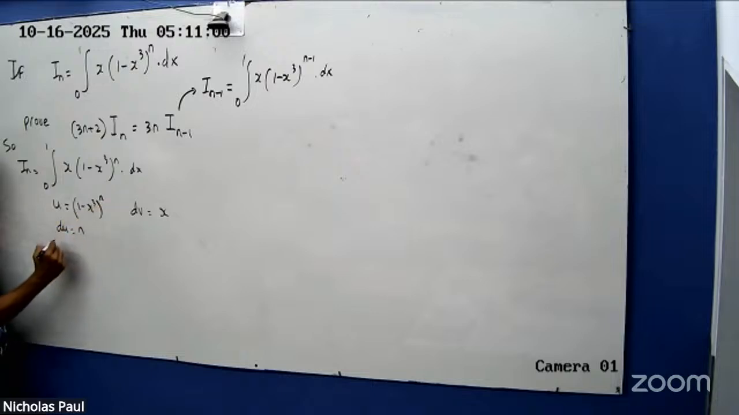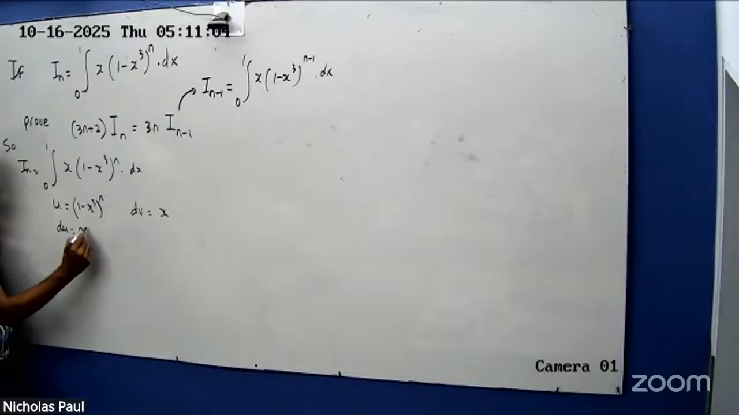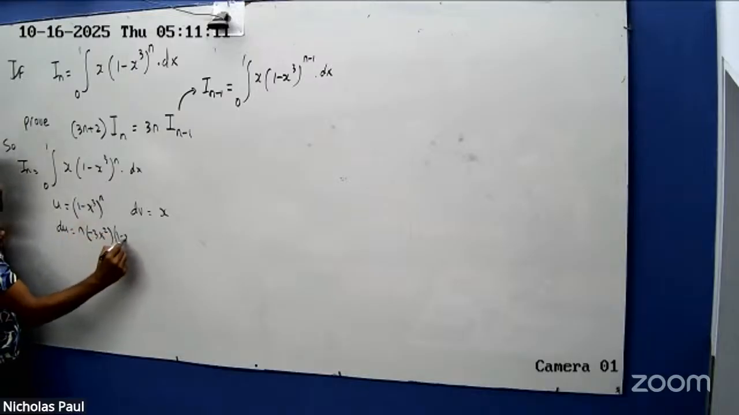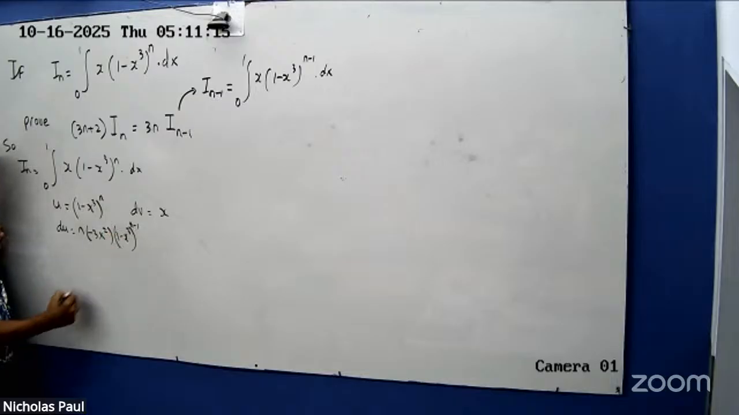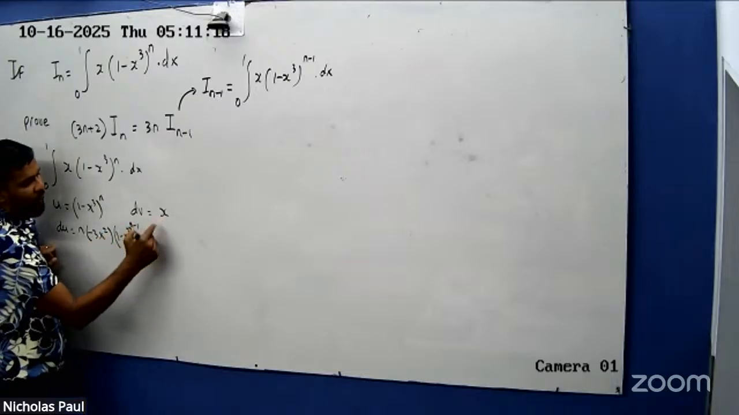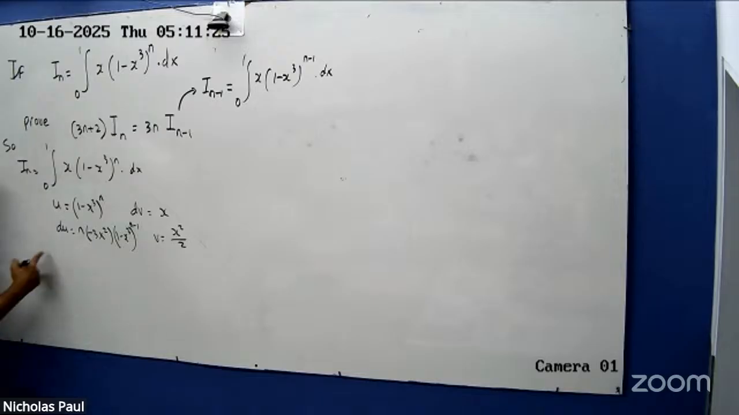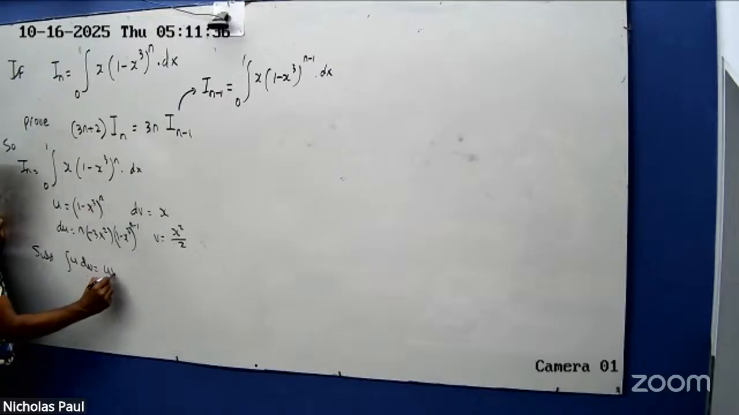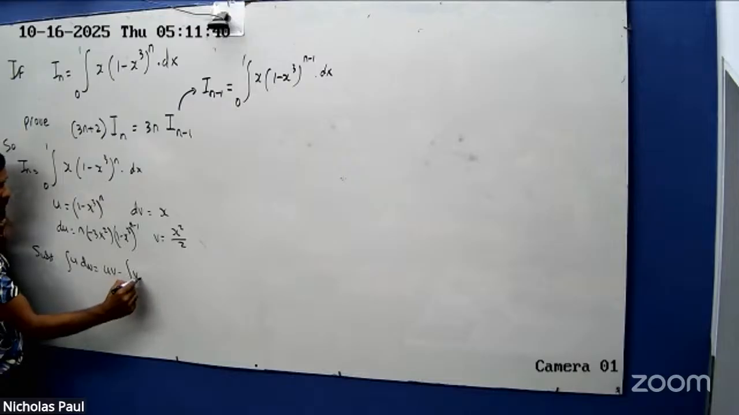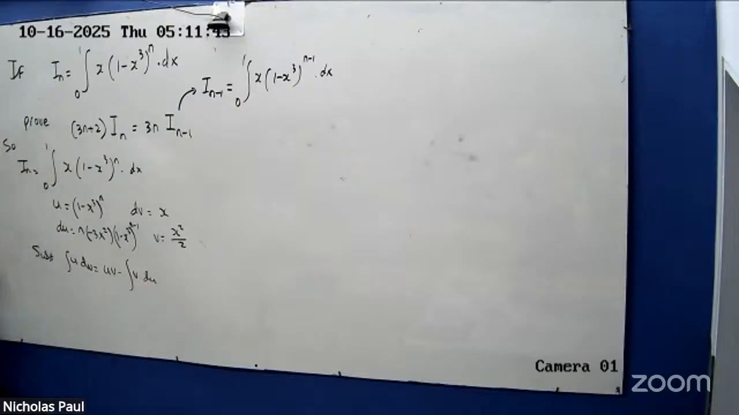Bring down the power. Differentiate in the bracket. What will that be? Minus 3x². Write back the bracket, and minus 1 for the power. Okay? And what's the integral here? What's the integral of x? x²/2, right? Then we substitute into the formula for the integral of u dv. The integral of u dv is uv minus the integral of v du. That's okay? Right. So copy down till here, make a substitution, and then we work it out.